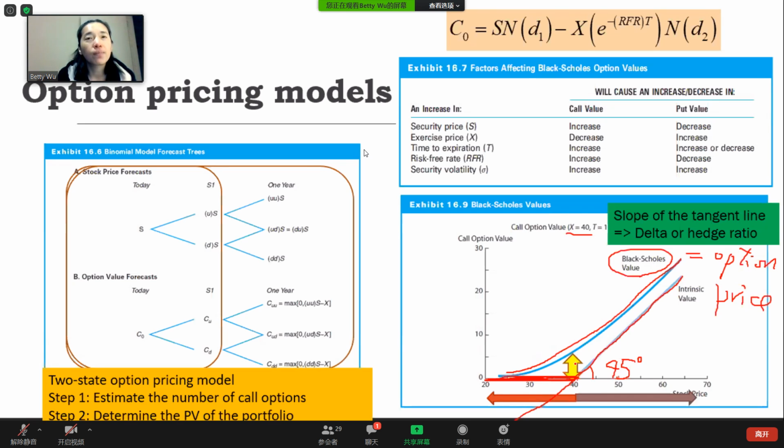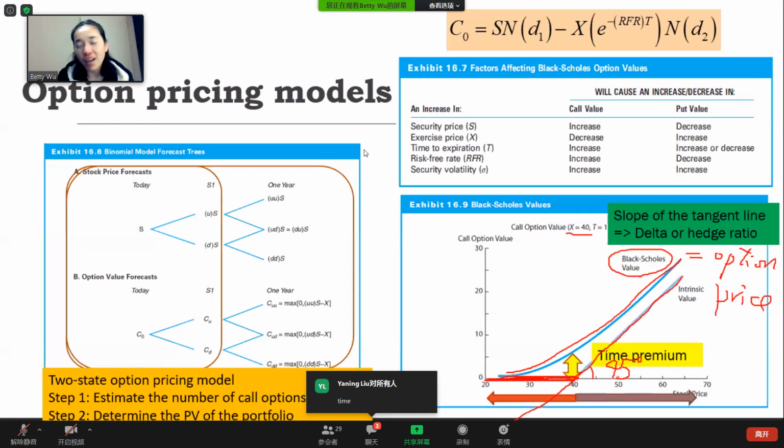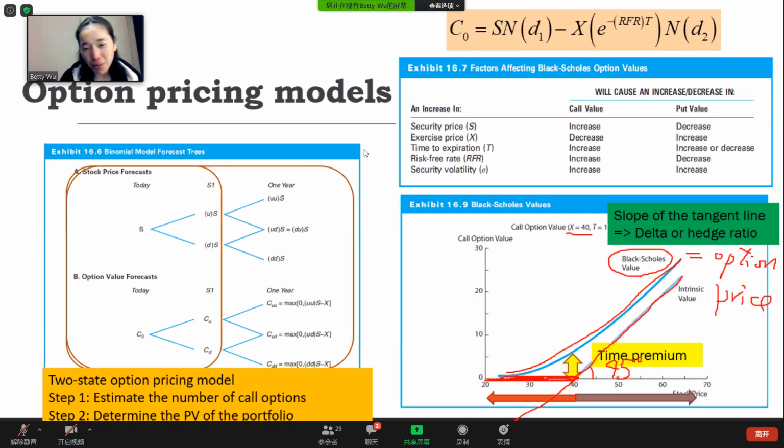Anyone? Premium, excellent. But it's not a perfect answer, okay? Because it's called time premium. Almost there. If you give me a premium, I couldn't give you full marks. You need to give me time premium, I'm afraid. The premium can mean a lot of different things, right? So time premium or speculative value. Basically it captures the difference between the option price or option premium and the intrinsic value.